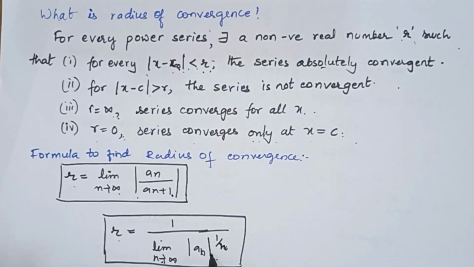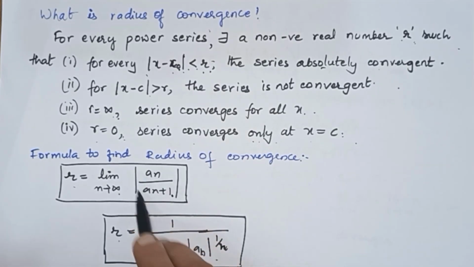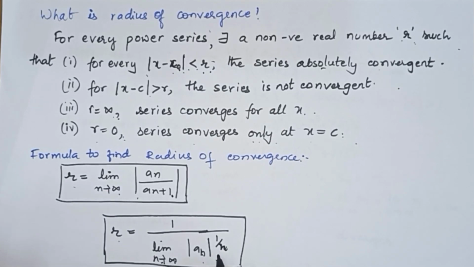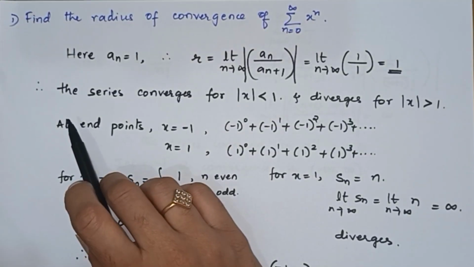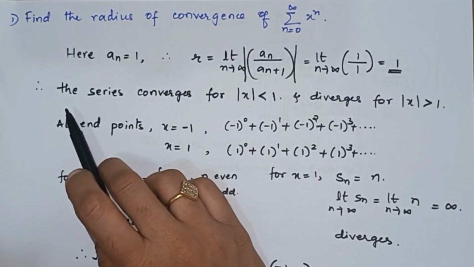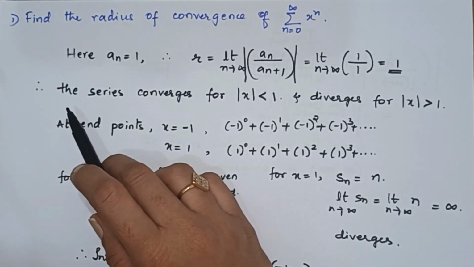This is because by Cauchy's second theorem on limits, this value must be equal to modulus of an to the power 1 by n. So instead of calculating the other limit, we can calculate the radius of convergence using this formula as well. This formula is helpful when you have the nth term in terms of a power of n. Now let us take some examples to understand the concept of radius of convergence and interval of convergence.